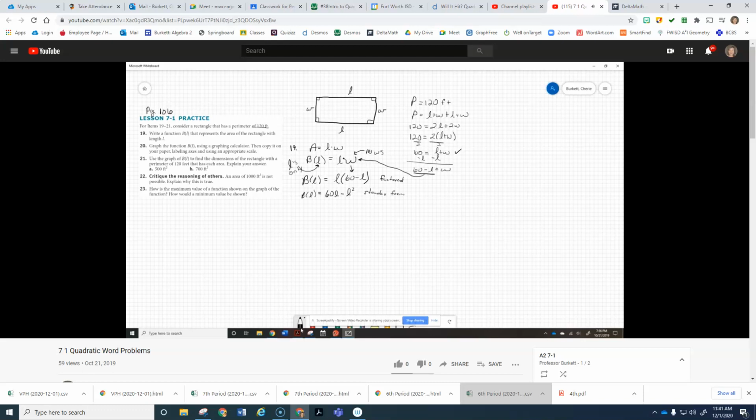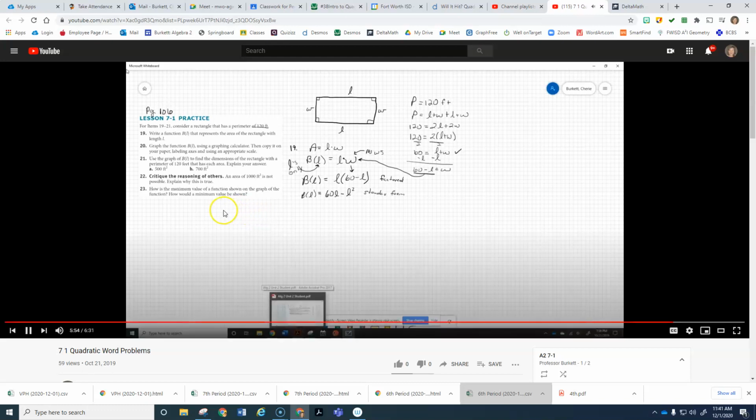Okay, and problem number 19 doesn't tell me how, but it says write a function B of L that represents the area of the rectangle with length L. So that is the answer to number 19. Number 20 says they want us to graph it.